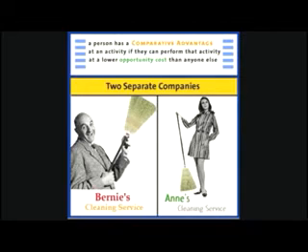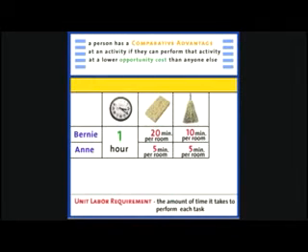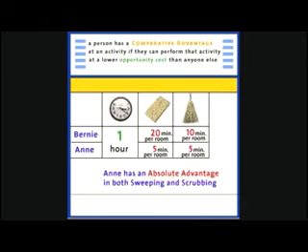The first thing you notice looking at this chart is that Anne is able to sweep and scrub faster than Bernie. We say that Anne has an absolute advantage in the provision of both services. Whenever you can do something with less effort or fewer resources than another person, you have an absolute advantage in the provision of that service. Because Anne can scrub faster, she has an absolute advantage in scrubbing. Because Anne can sweep faster, Anne has an absolute advantage in sweeping.